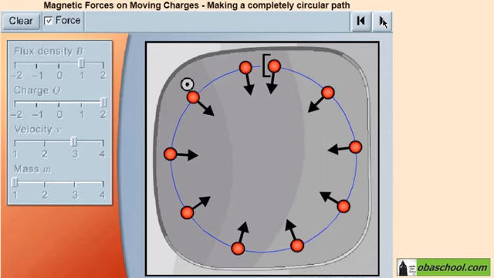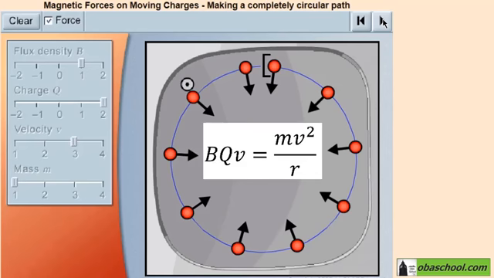Here, the magnetic force provides this. Therefore, in this experiment, the two forces are equal. So, BQV is equal to mv squared divided by r. So, if B is increased, while QV and M are unchanged, the force available to produce a centripetal force and acceleration increases, and the path radius should be reduced.